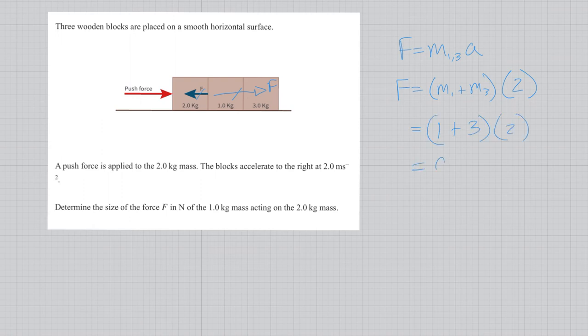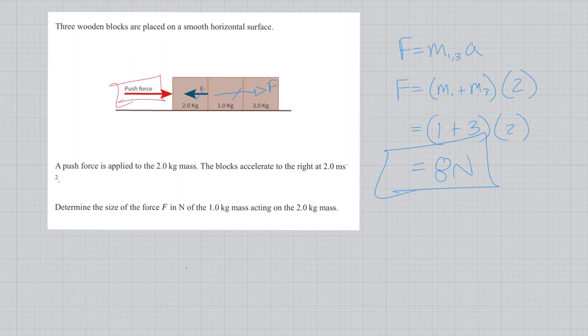So that's 4 times 2, which is simply going to be 8 newtons. So the mass is pushing back with the same force of 8 newtons. And now we could, and it's not asking us to, but we could solve for this push force, right?